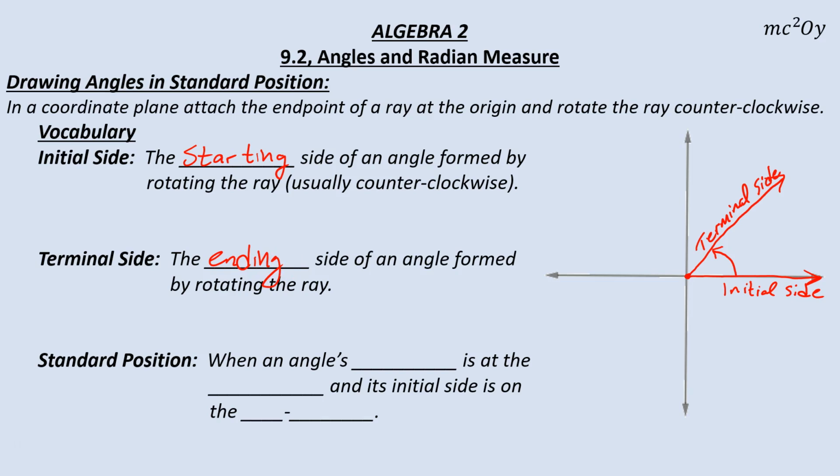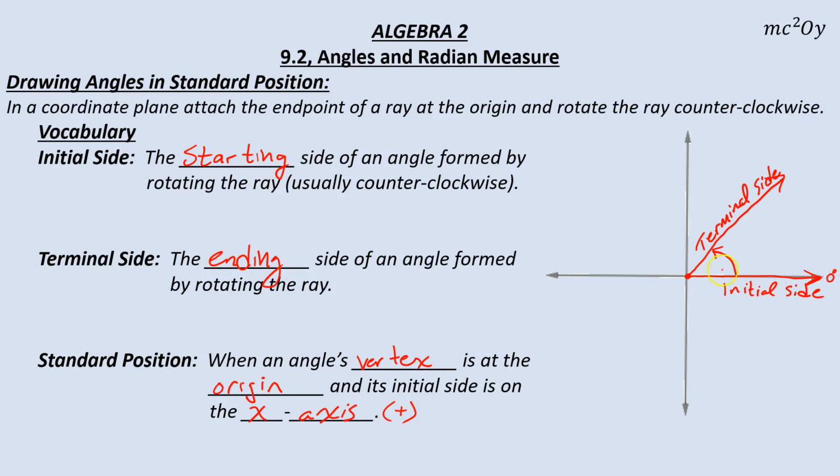The standard position is when an angle's vertex is at the origin and its initial side is on the x-axis, on the positive side of the x-axis. Okay, you think positive side there. One other thing I just want to point out, when your angle's just lying here and nothing's happening, you're at 0 degrees.